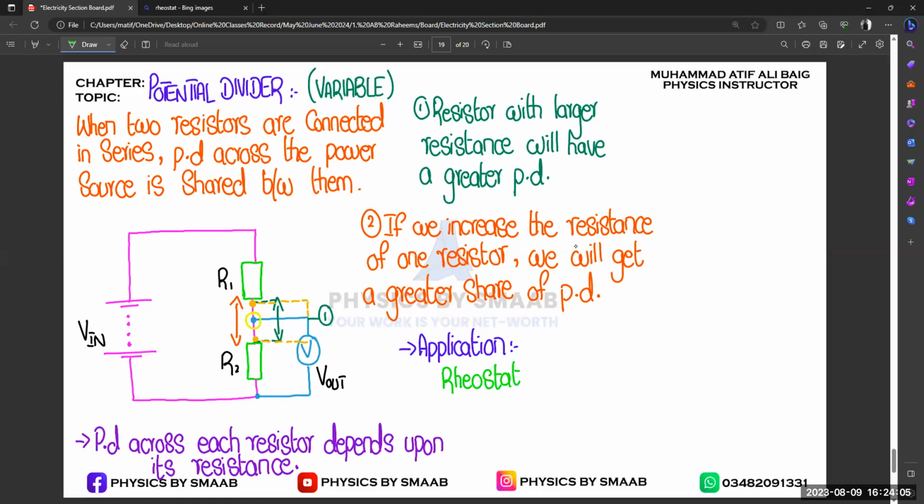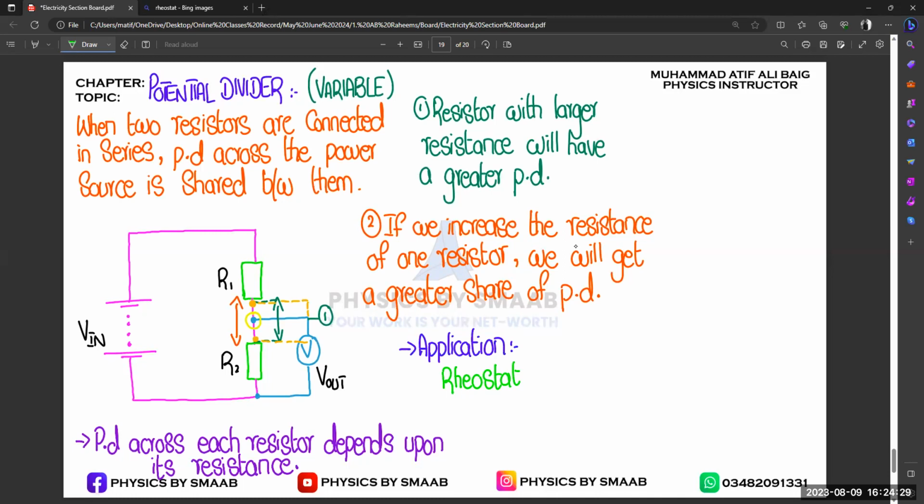They will not ask you about the rheostat in your exam; it's not like a big thing. Actually, if you observe the regulator of a fan, there is also a potentiometer device inside it. That device is known as a potentiometer, and it also works on the same principle of potential divider, right? So this is the concept.